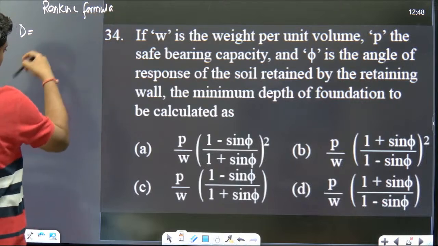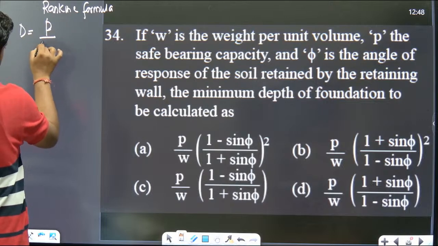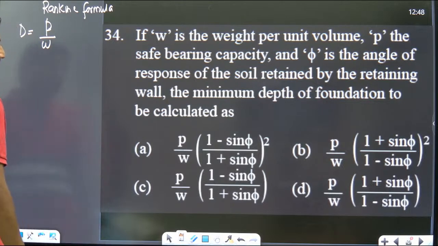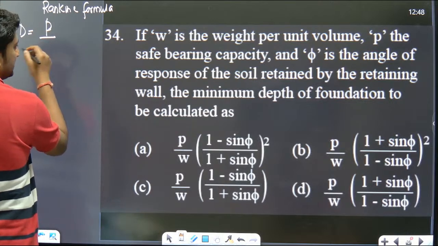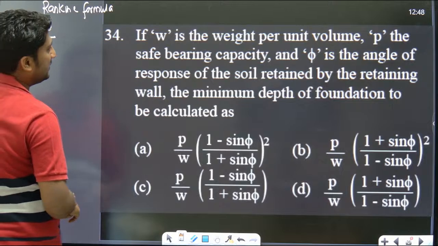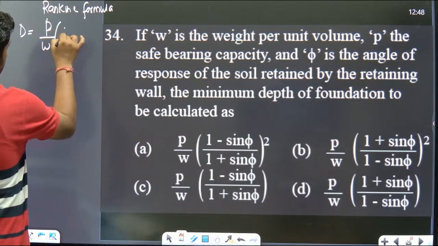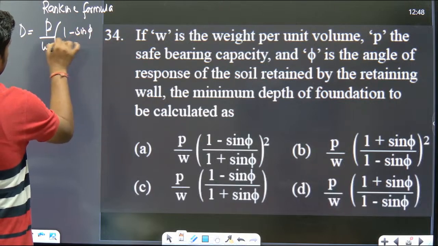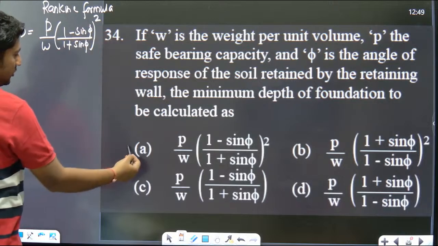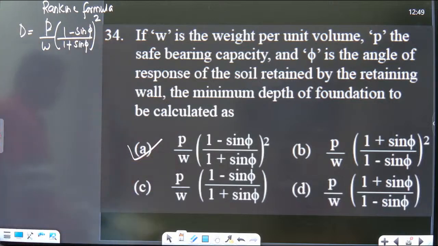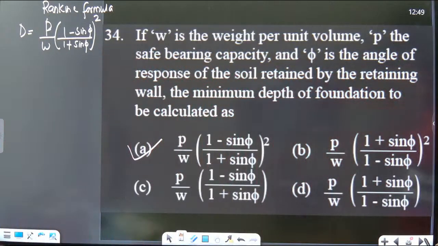So as per Rankine formula, what is the depth? That is P upon W, where W is nothing but gamma, the unit weight of the soil as given in the question, W is the weight per unit volume, times (1 minus sin phi upon 1 plus sin phi) whole square. So what is the correct option? Option A is the correct answer. We have solved the question on this also. Yes or no? Now moving ahead.